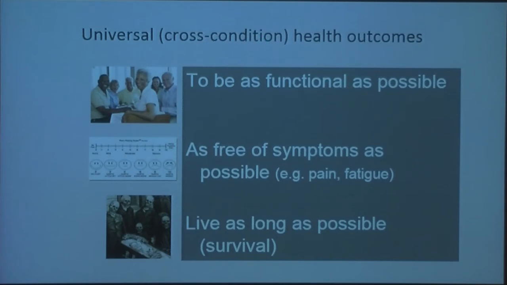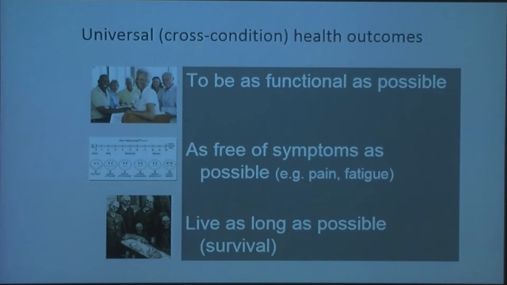And Luigi and I were talking at the break that one of the things we need to come up with is better measures of function, because I think it is the most important outcome. And we still have very crude measures of function after these many years. People want to be as free of symptoms as possible, pain, fatigue, etc. And obviously, if possible, they would like to live as long as possible and survive.